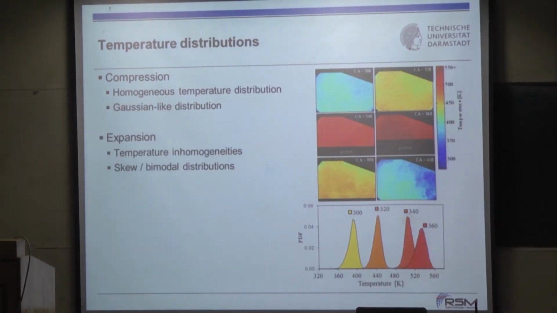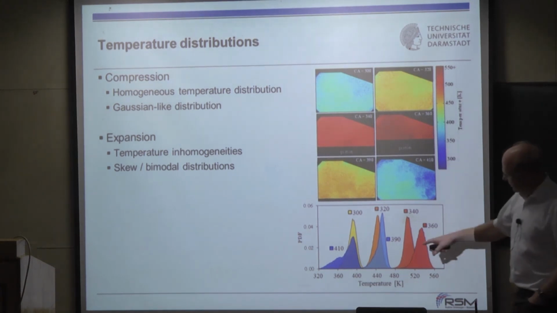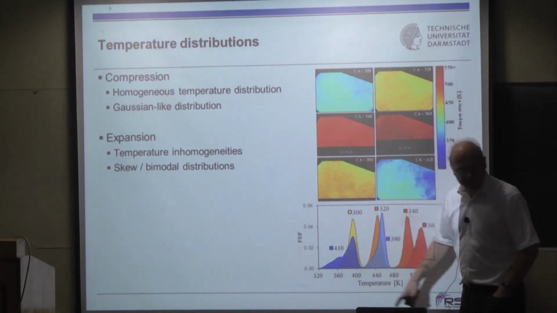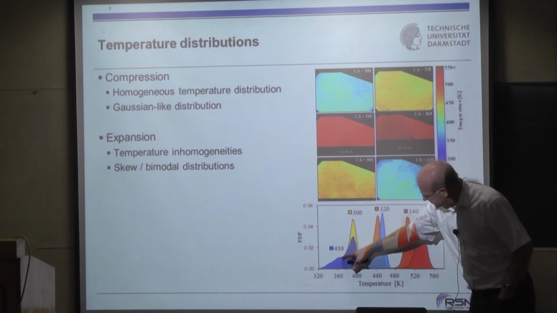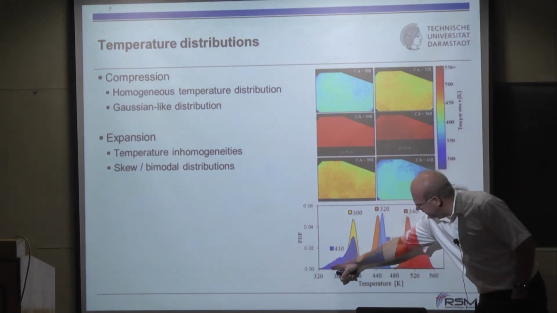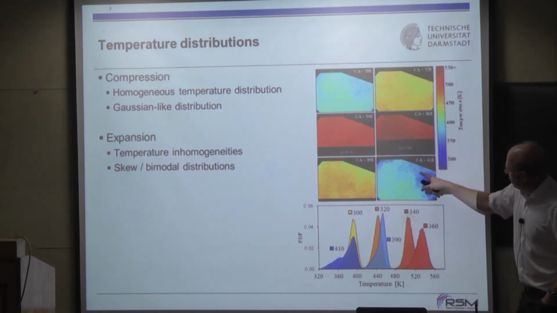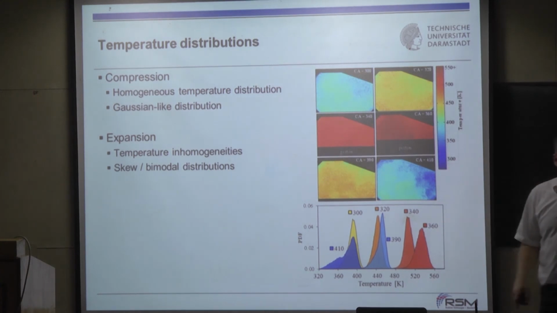And of course, you can now look at PDFs. That's one way to look at this data statistically. Again, during compression, that is a well-behaved PDF. It has a certain variation, part of that is the precision limitation you have. However, if you go to the expansion, take the 410 as an example, you find a very different distribution. And this cold part of the PDF refers to that location over here.